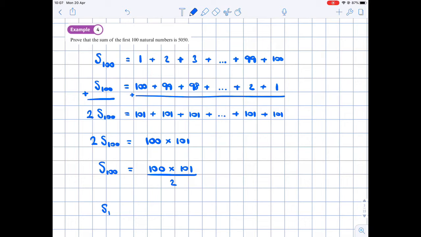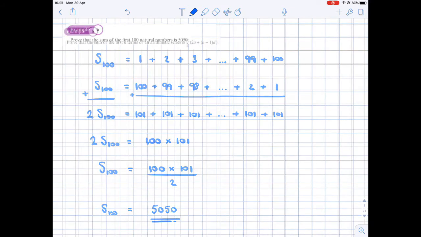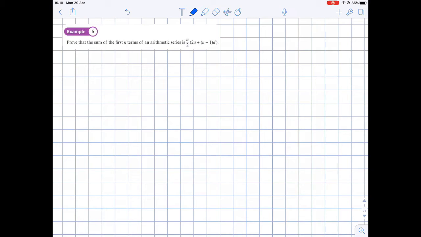And now it becomes either a case of some mental arithmetic or using your calculator to find that the sum is indeed 5050, and we have indeed proven that the sum of the first 100 natural numbers is 5050. Moving on to example 5. This builds on the previous example, only this time we're going to generalize.